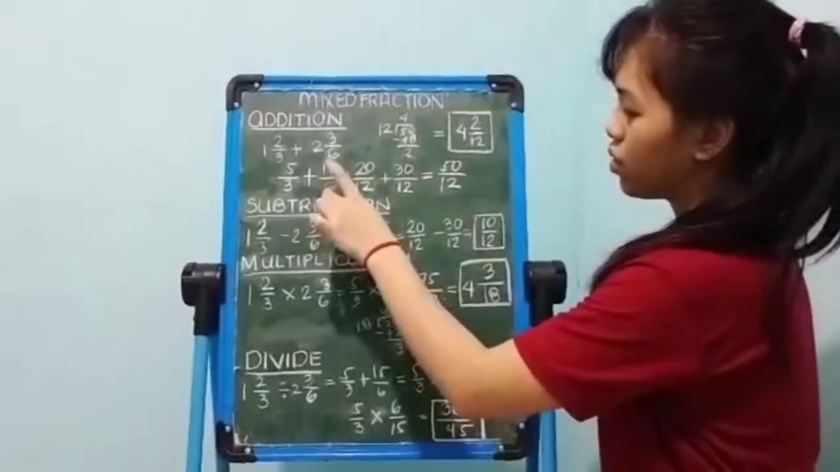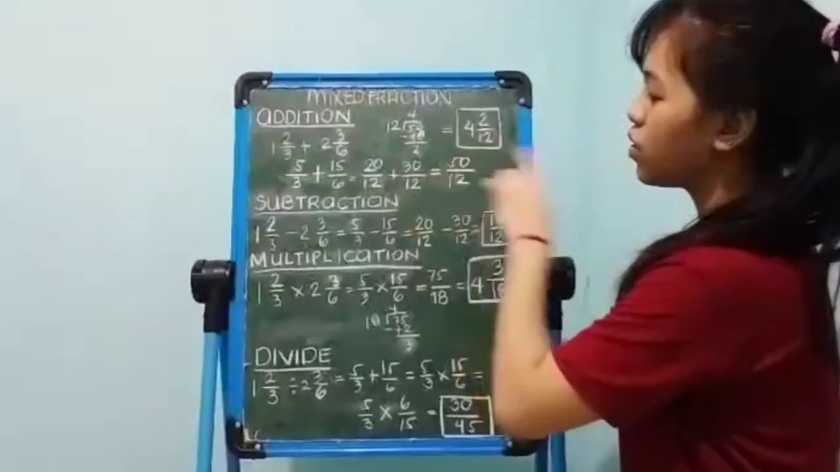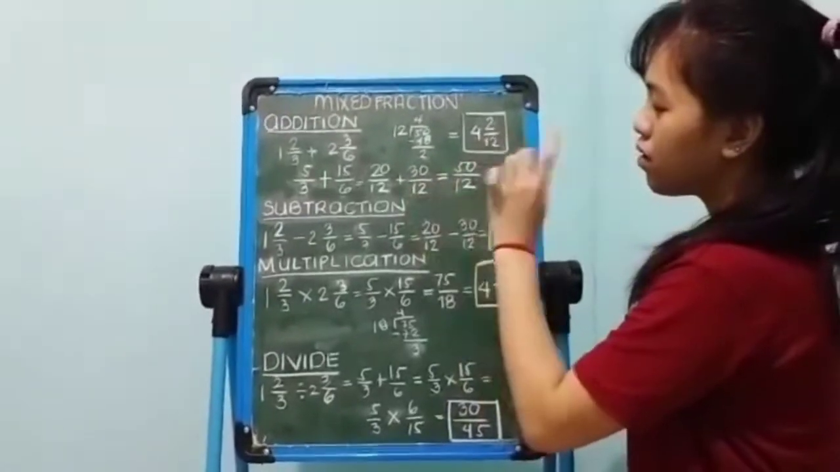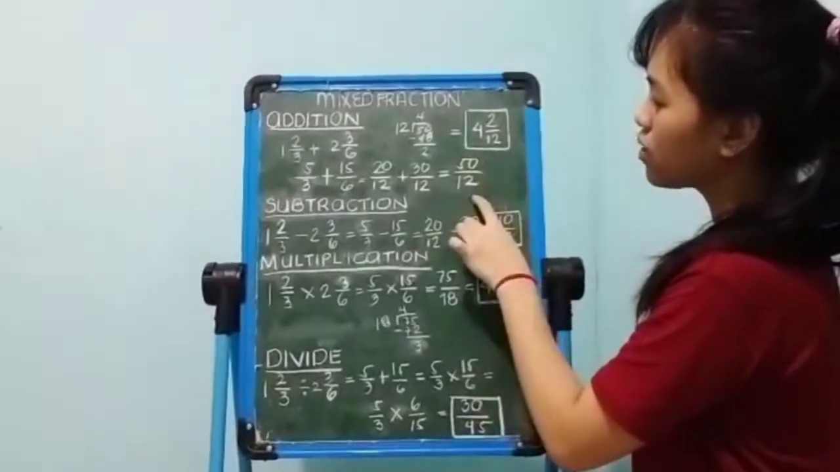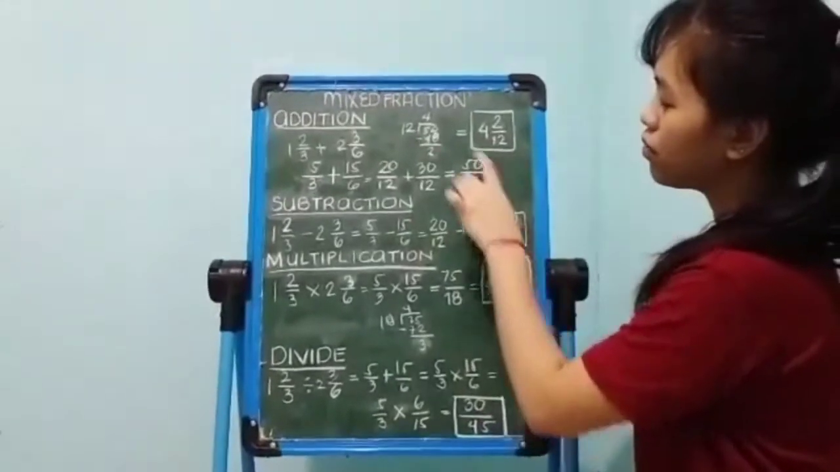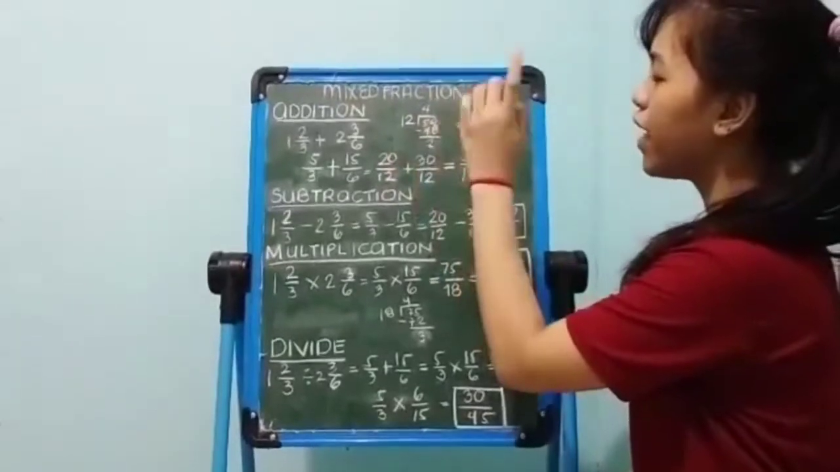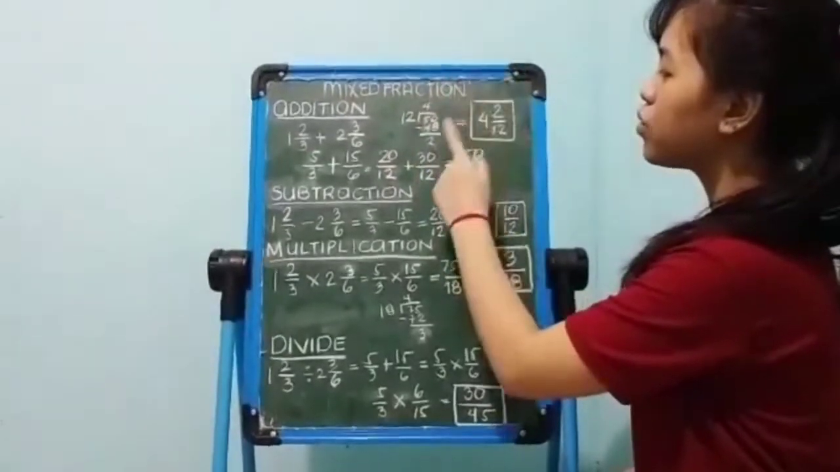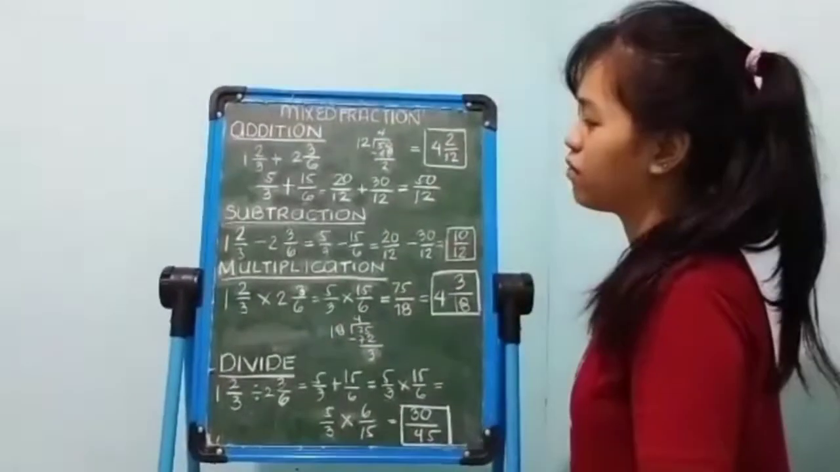12 divided by 6 is equal to 2. 2 times 15 is equal to 30. Then add 20 plus 30 is equal to 50. Then copy the denominator, 12. Then change them into a mixed fraction by dividing 50 over 12. So 50 divided by 12 is equal to 4. 4 times 12 is equal to 48. 50 minus 48 is equal to 2. So the final answer is 4 and 2 over 12.